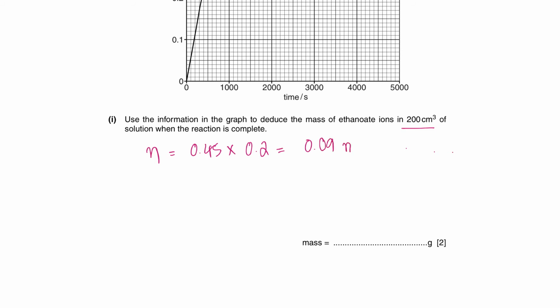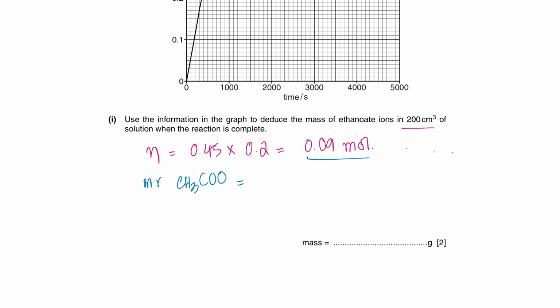0.09 moles. I have to find the mass. For that, I know the moles. I've got to figure out the Mr for the ion. So the Mr for the ethanoate ion, which is CH3COO. That's it, right? Just the ion. I want its mass, so that's not with anything else attached, just this ion.